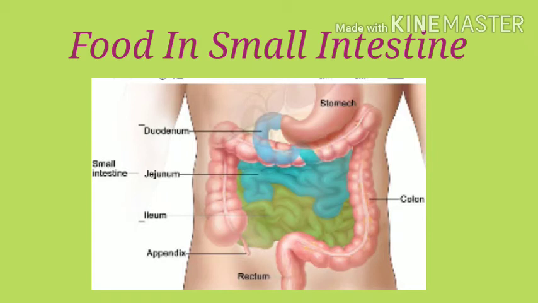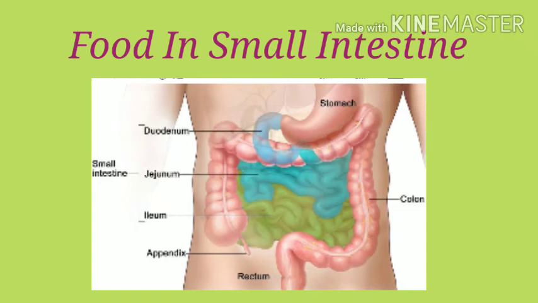The food, which gets converted to paste form, enters the duodenum after partial completion of digestion. The initial part of the small intestine is called the duodenum. It is the part which connects the small intestine and the stomach. So in the duodenum, this paste-like food gets mixed with the secretions of the liver and pancreas.